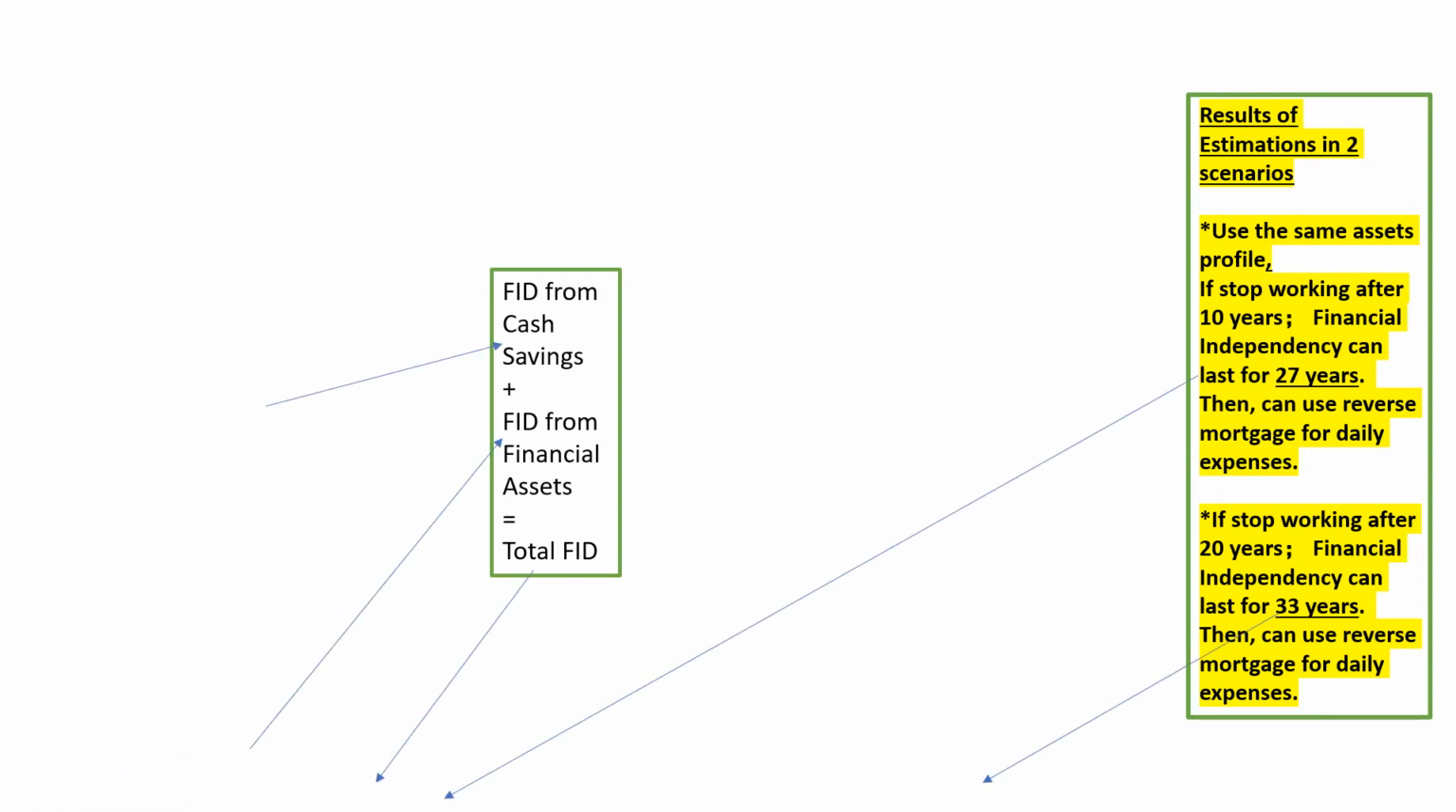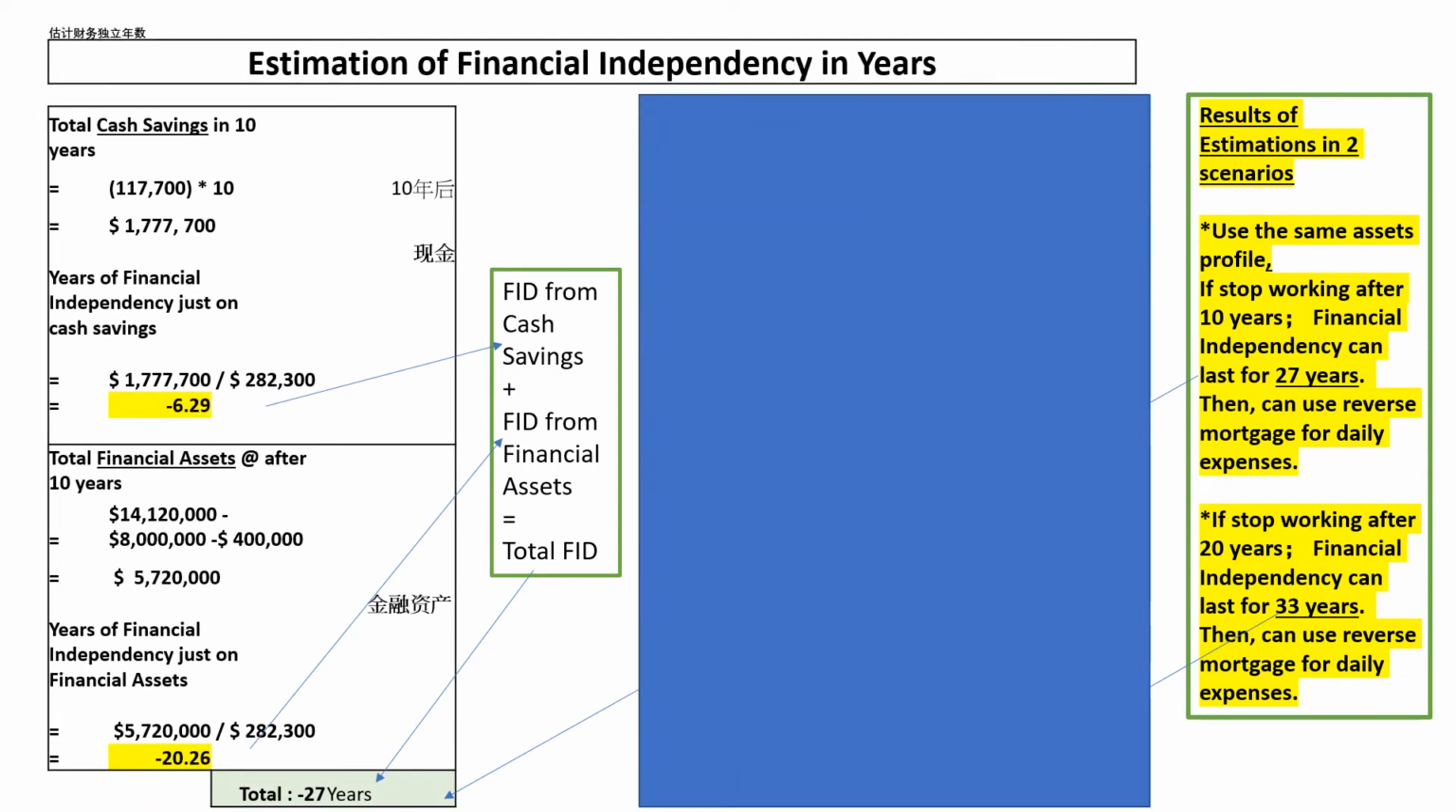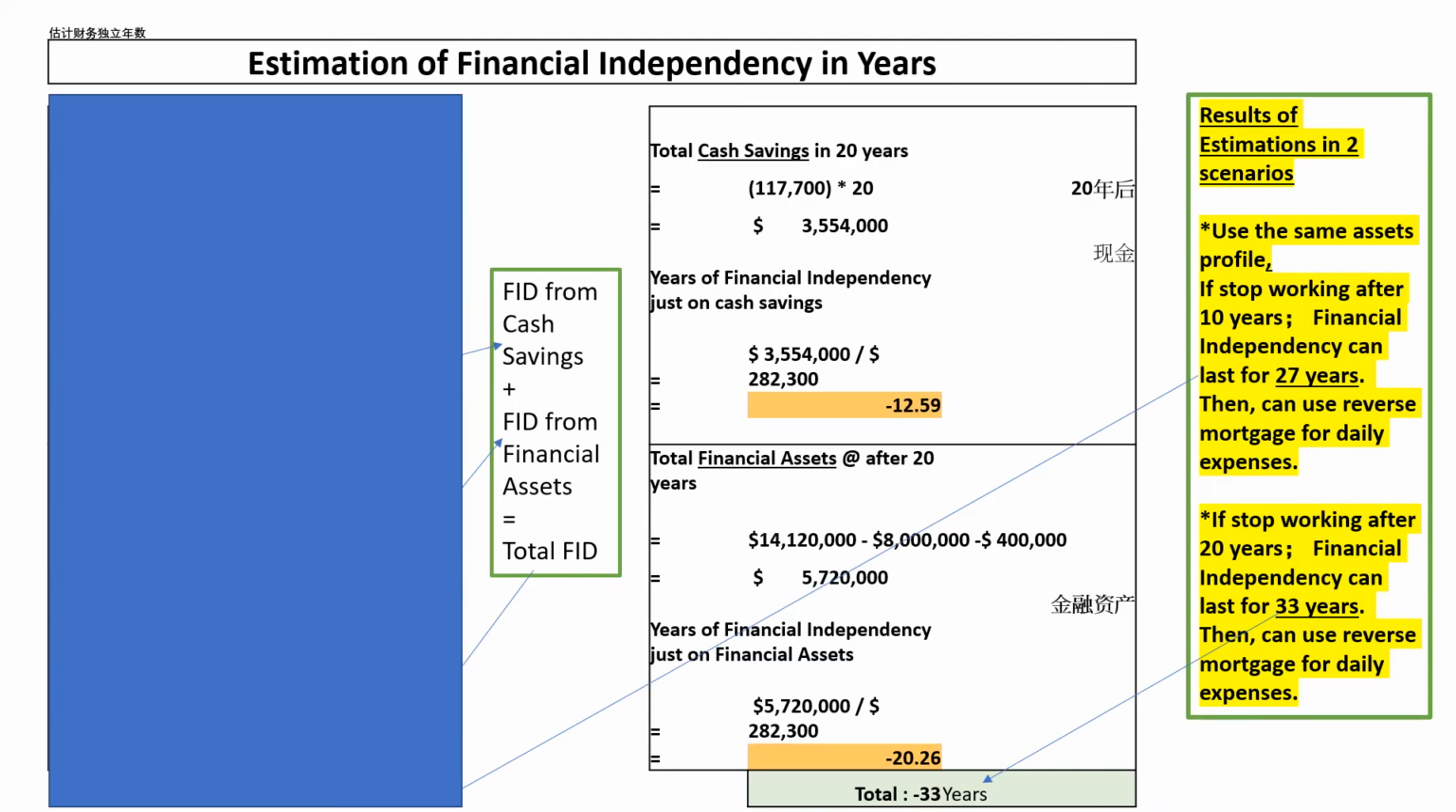So as I said, the cash from the cash savings and the assets from the financial assets, they spend all of it, and that becomes the total financial independence duration. For the 10-year scenario, cash lasts around 6.3 years, and financial assets another 20 years, so added together 27 years. For scenario 2, they work another 20 years, and they get a total of 33 years of financial independence after retirement.